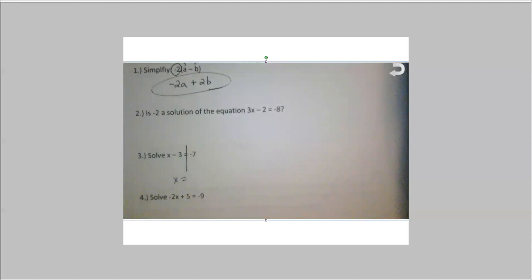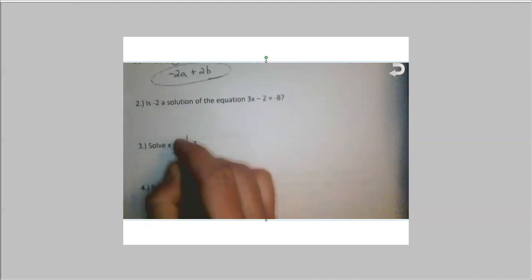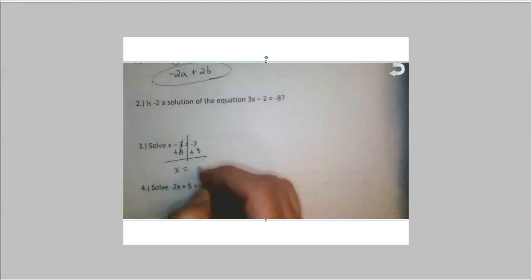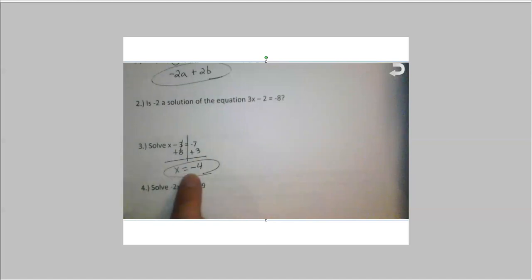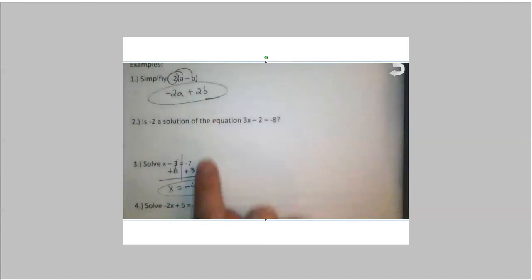We have to do the opposite of what's happening to that variable. X is being subtracted by 3. So the opposite of that would be to add 3. You see how negative 3 and positive 3 make 0, and now x is the only thing left on that left-hand side. But whatever we do to one side, we have to do to the other. Negative 7 plus 3 gives me negative 4. So that's what it's going to look like to solve an equation. You're going to find what that variable equals. It's much different than just simplifying an expression. So we'll be going back and forth between several of these kinds of problems.